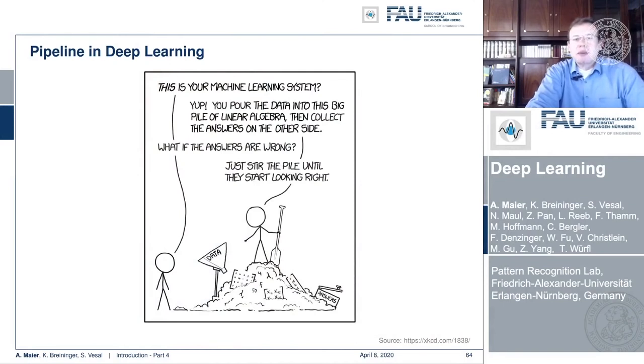Now what many people think how the big data processing works is shown in the small figure. So, is this your machine learning system? Yep. Pour the data into this big pile of linear algebra, then collect the answers on the other side. And what if the answers are wrong? Just stir the pile until they start looking right.